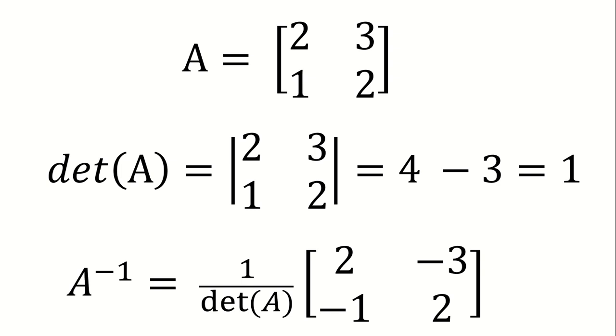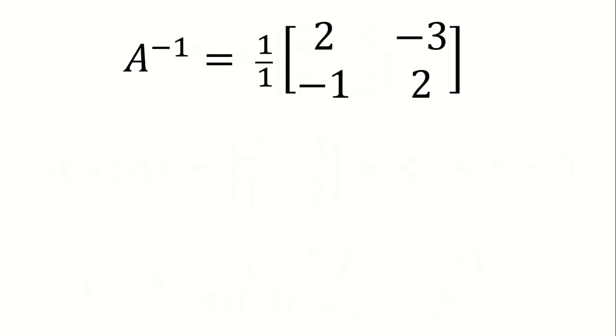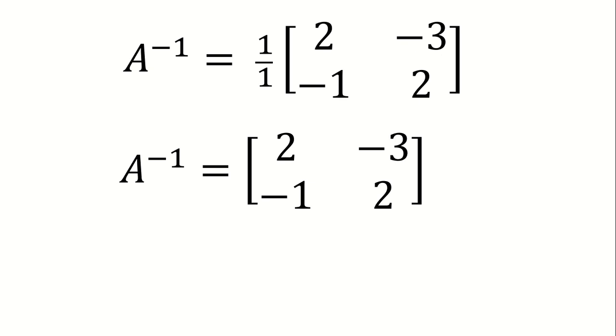And finally, we have A inverse as a matrix. A inverse is equal to 1 over the determinant of A times the matrix 2, minus 3, minus 1, and 2. So the first and fourth members of the matrix swap places, and the second and third members change their sign. So A inverse is equal to 1 over 1 times 2, minus 3, minus 1, and 2. It is simplified as A inverse is equal to 2, minus 3, minus 1, and 2. So we can get the A inverse matrix.